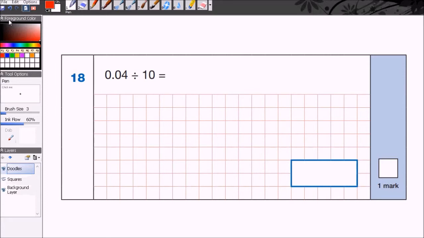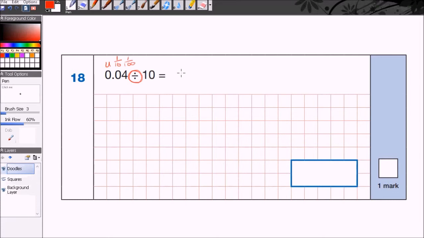So 0.04 divided by 10. Now then, at first glance, this could be slightly tricky. So, what I would look at here is place value. We've got our units, we've got our tenths, and we've got our hundredths. And what you've got to think is, if you've got something like 0.04 and you're dividing by 10, if we're dividing or multiplying by a whole number, that is, we're dividing a decimal by a whole number, or we're multiplying by a whole number.